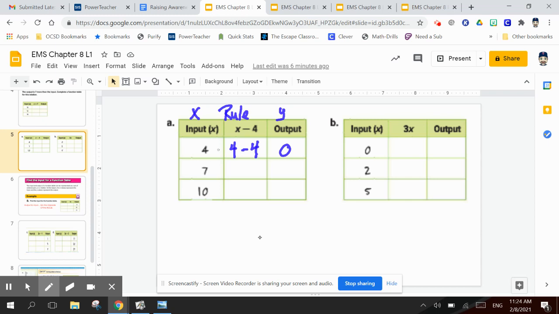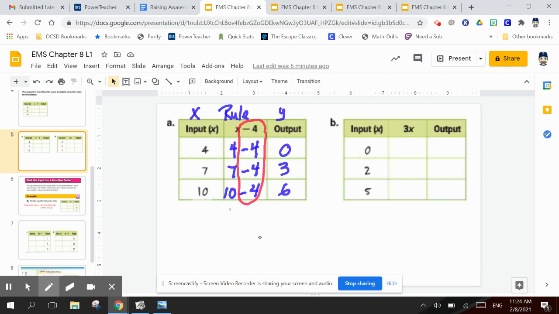x is 7. I take out the x value, I put in the 7. Subtract 4. 7 minus 4 is 3. And x is 10. I take out my x value, I put in 10. 10 minus 4 is 6. So notice that when I do this, the subtract 4 is always the same. That's because it's a rule.